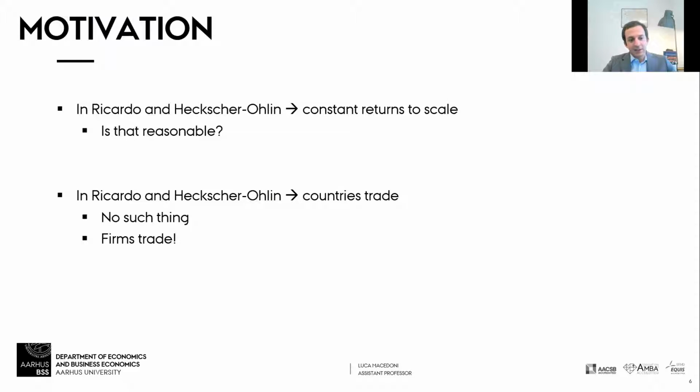Furthermore, and this is perhaps the main difference with respect to the old school models, in these new trade theories we're going to have a focus on firms. In the Ricardian and Heckscher-Ohlin models, we kept saying that countries trade, countries export, and it's very simple and easy to think in these terms. But obviously, in reality, there's no such thing. Countries do not trade. It is the firms within the country that export and import. And therefore, what we're going to start doing is take that seriously and examine more carefully the problem of firms.